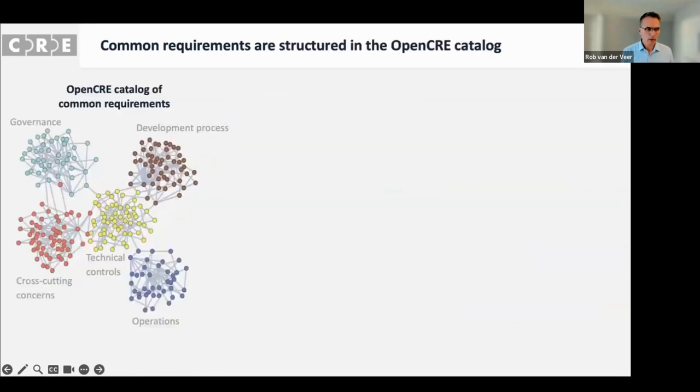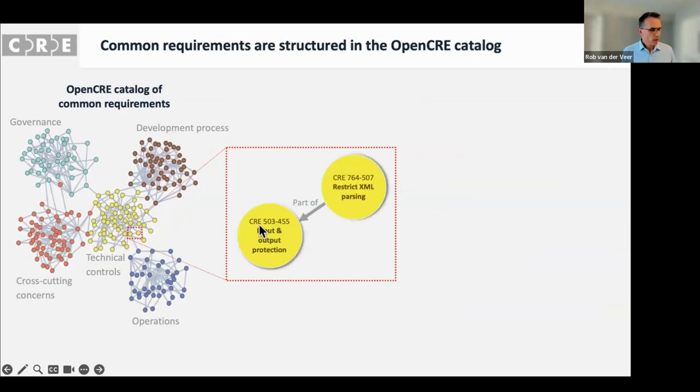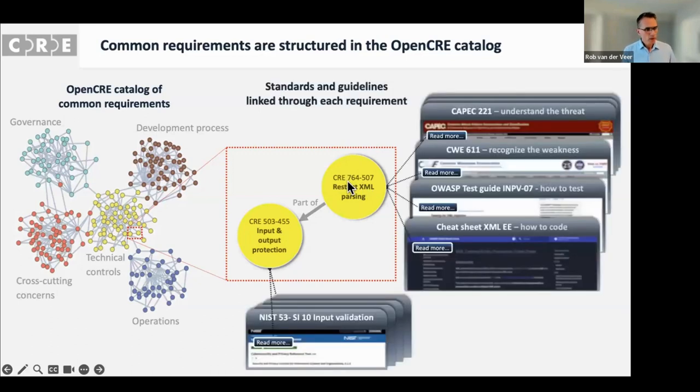And you were mentioning taxonomy, Henrik. We built this taxonomy. We sort of extracted the consensus by clustering all these resources into governance controls, technical controls, operations, cross-cutting concerns. And if we zoom into this, there's what we call a CRE, so which is a common requirement that has a unique code, input and output protection. And part of that input and output protection is, for example, restricting XML parsing. This is also a common requirement. And to this common requirement, we link the threat, the weakness, how to test, how to code.